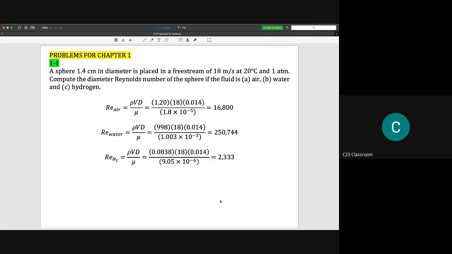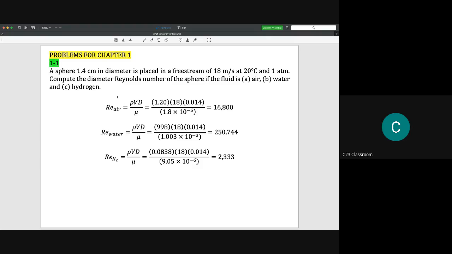So, question 1.1. Let's say we have a sphere 1.4 centimeter in diameter, placed in a free stream of 18 meters per second at 20 degrees Celsius and 1 atm. We need to compute the Reynolds number of the sphere if the fluid is air, water, and hydrogen. So this is a question to calculate the Reynolds number.